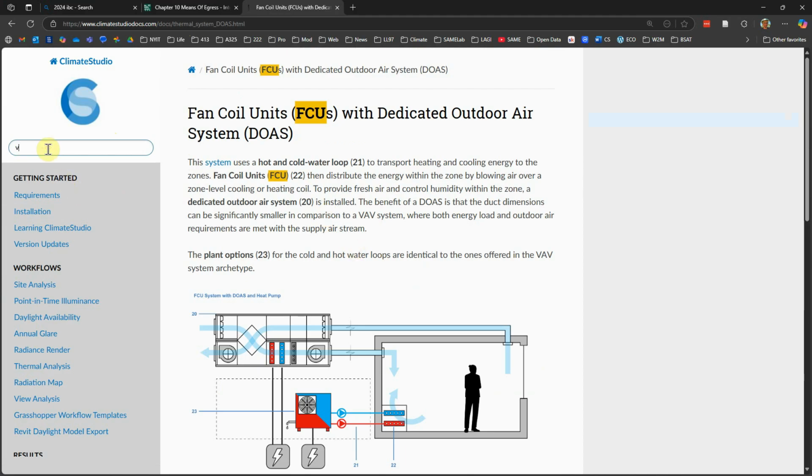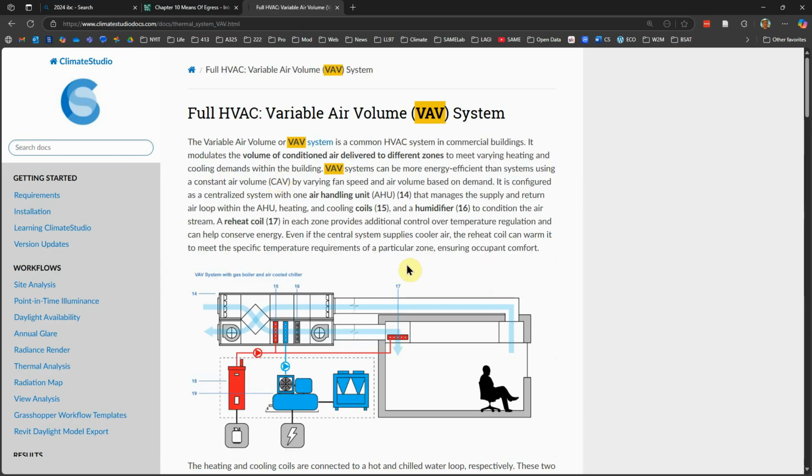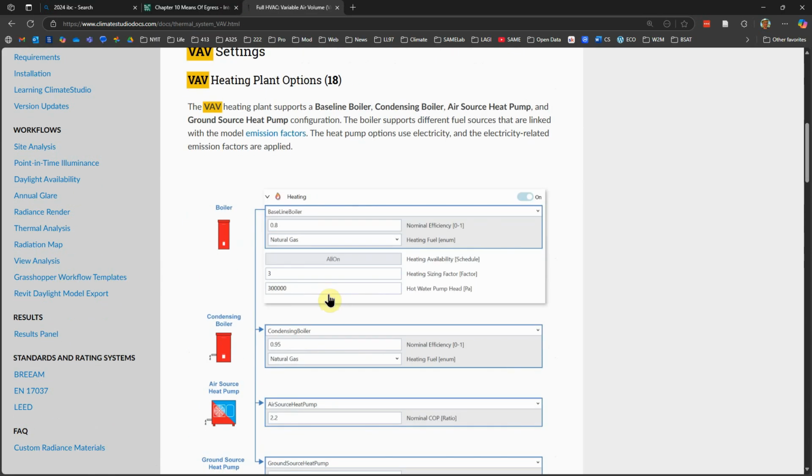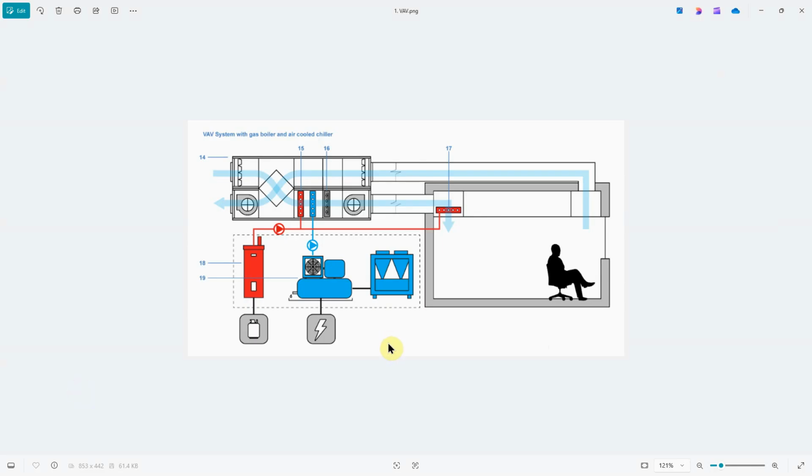For example, if I type in VAV, I come to the diagram that I'm going to show you, but I also have some settings down here that help me understand how to make changes in Climate Studio if I'm actually running a simulation. Okay, so if I go to these diagrams from that website, they're very clear comparisons.